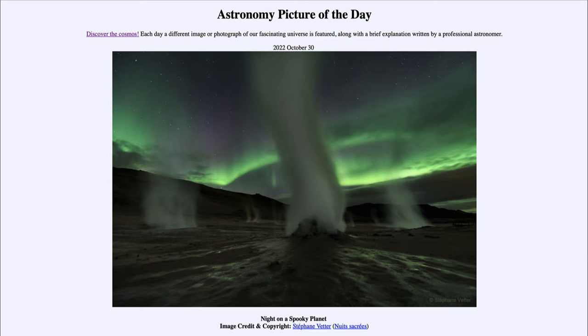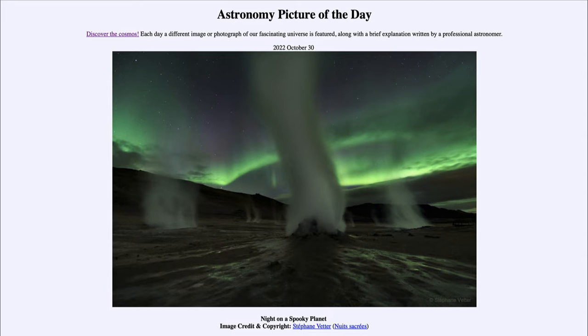One of the things that I like to do in each of my introductory astronomy classes is to begin the class with the astronomy picture of the day from the NASA website, apod.nasa.gov/apod. And today's picture for October 30th of 2022, well, it is titled Night on a Spooky Planet. So what do we see here?